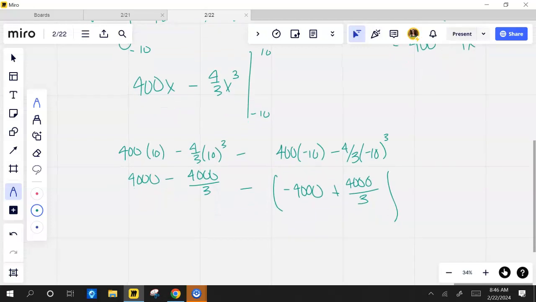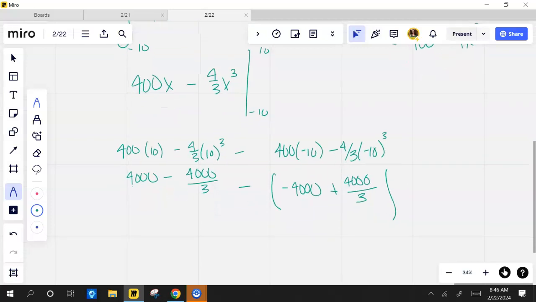This one might take a little bit longer. 12 minus 4 is 8,000 over 3 minus.